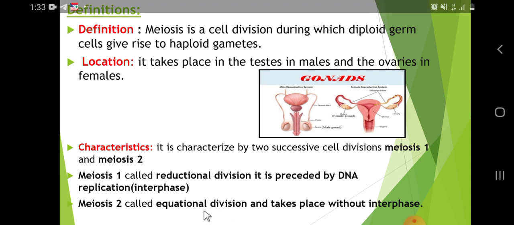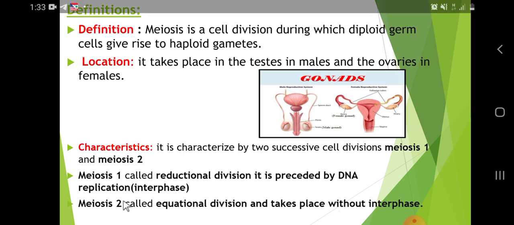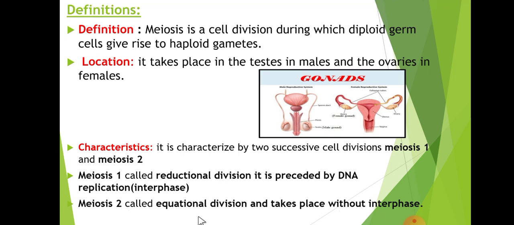We start with a cell containing 23 chromosomes and end up with 4 different haploid cells, each also containing 23 chromosomes. So the number of chromosomes is conserved here. So it's called equational division and takes place without interphase. So there is no prior interphase before the equational division, which is meiosis 2.